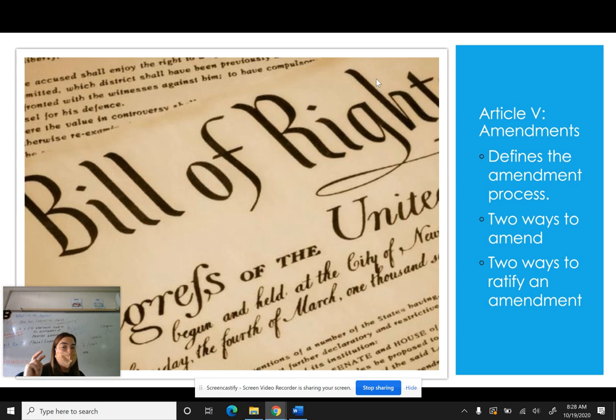There are two ways to amend the Constitution. There are two ways to amend it and two ways to ratify it, meaning there are two ways to propose it and there are two ways to ratify it. To ratify means to pass.